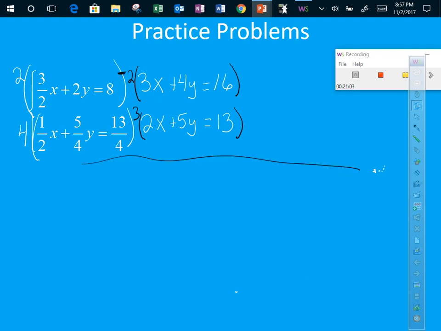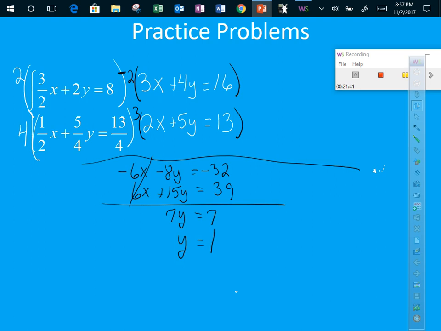Now I'm going to come down here since I'm running out of room. When I distribute this negative 2, I've got negative 6x minus 8y equal negative 32. When I distribute my 3, I've got 6x plus 15y equal 39. Add those together. Notice that these x's drop out. I'm at 7y equals 7. So y must be 1.